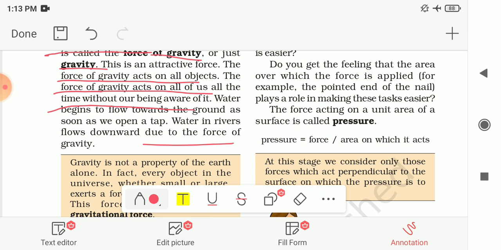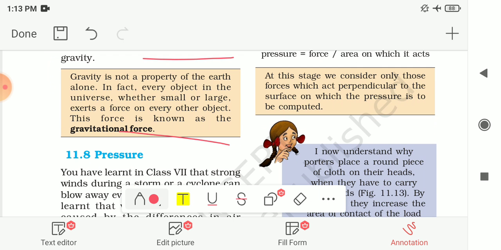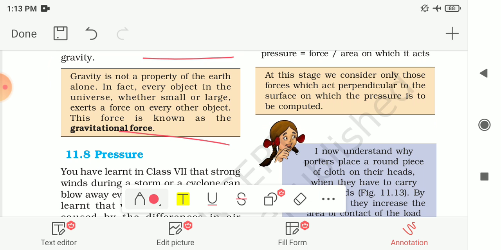Water in the river also flows downwards due to the force of gravity. All objects, if released, come to the ground or start moving towards the ground. That is because of the force of gravity. And gravity is not the property of the earth only. Every object in the universe, whether small or large, exerts, or applies, a force on every other object, and this force is known as the gravitational force.